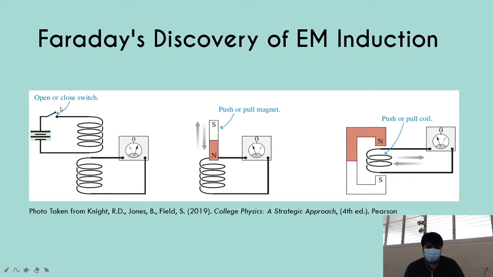When he closes the switch, he noticed there is again an abrupt reading, and then it goes back to zero. But when he turns off the switch, which means he breaks the circuit, there is again another reading on the opposite side. A reading on the opposite side is also observed, by the way, in his original induction ring experiment.